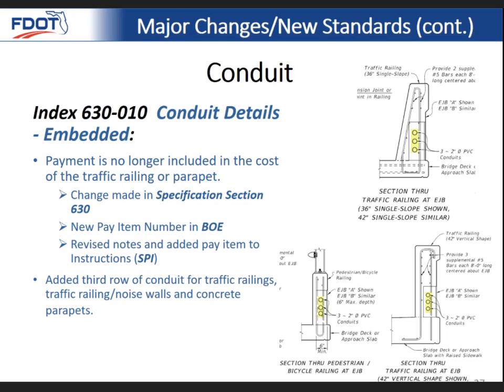And then the embedded conduits, there's a slight name change to the index, and then detail changes related to the shape of the traffic railing, and then accommodating the three conduits in those elements also. Another change with that is now conduits are specifically paid for. They're not incidental to construction. So those have to be quantified and summarized in the quantities. In addition, the junction boxes are also required to be quantified and have a separate payment item under the 635 series. Details are included in the instructions on what is required for those. So I encourage you to go and read up on the SPI.